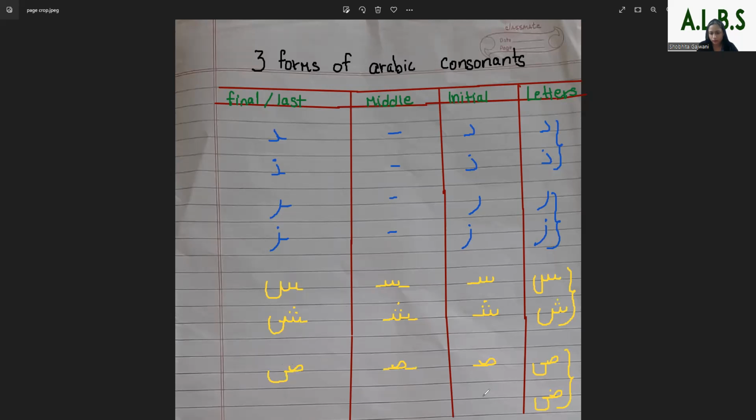Now in Dad, it is same like Saad, but the difference is placing the dot on it. Saad does not have any dot, and Dad has one dot over the structure. So here I'm placing one dot over the structure.